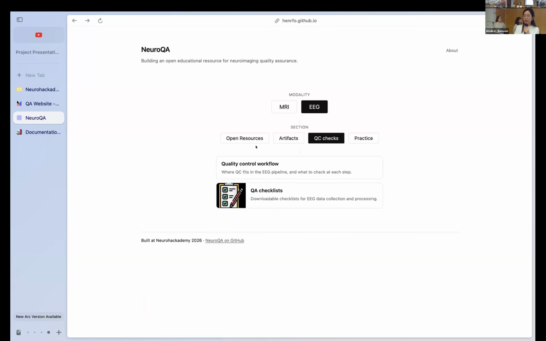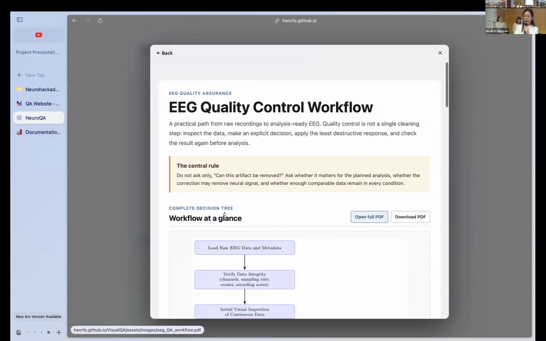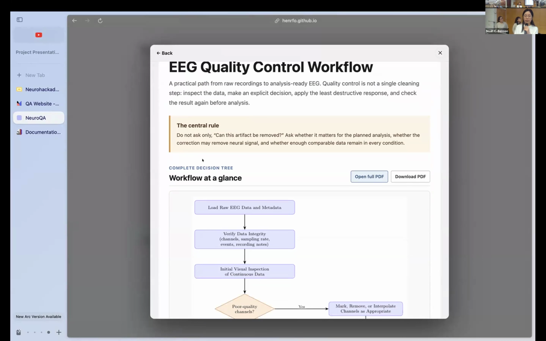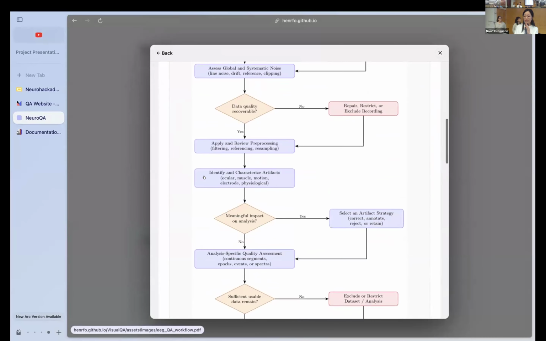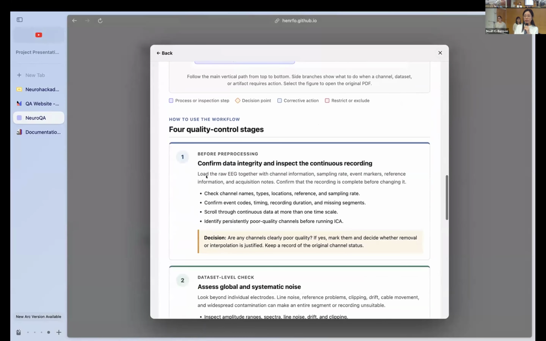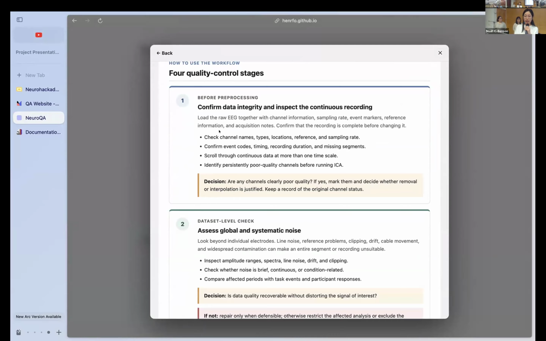We have another very important key component in the website called QC checks. We have already completed two modules here. The first is the quality check workflow. When you click these modules, you will see we provide a central role before you do the workflow, and we have different components, the different steps you can follow to do the analysis on the raw data. We provide a quality control stage, so you can check and make decisions on your raw data.